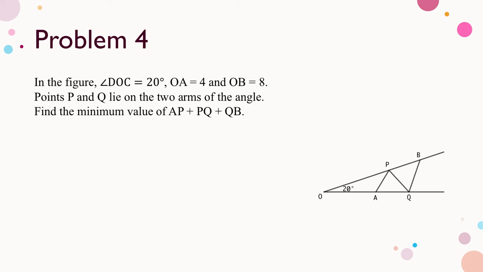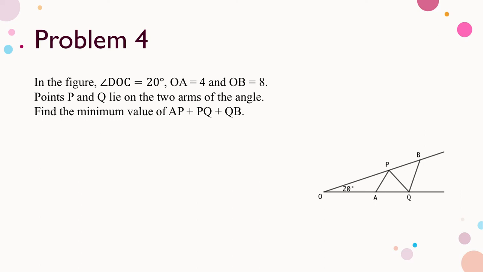This time, we are given 2 points A and B, and 2 lines which form an angle of 20 degrees. P and Q are variable points on the arms of the angle as shown in the figure. Again, find the minimum value of AP plus PQ plus QB. Pause and try.